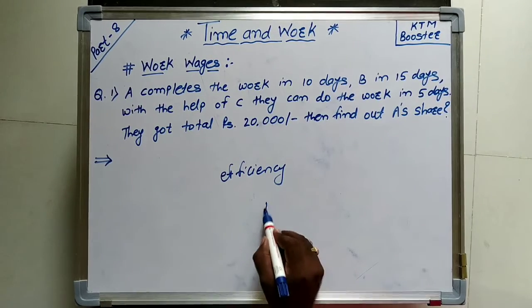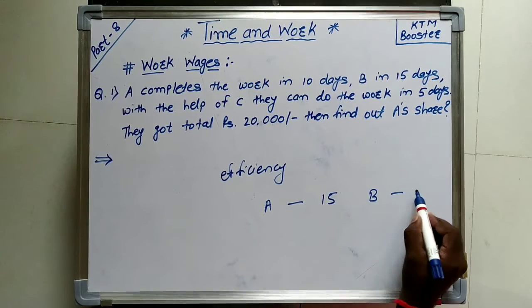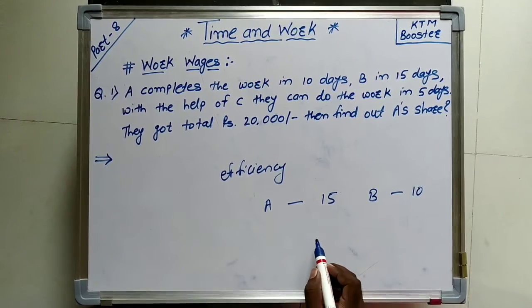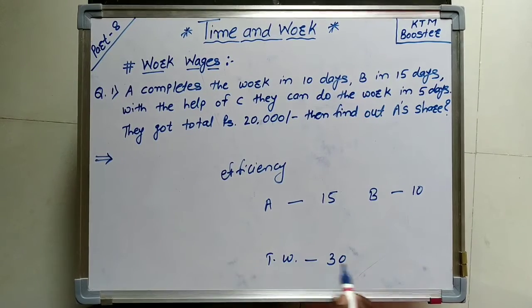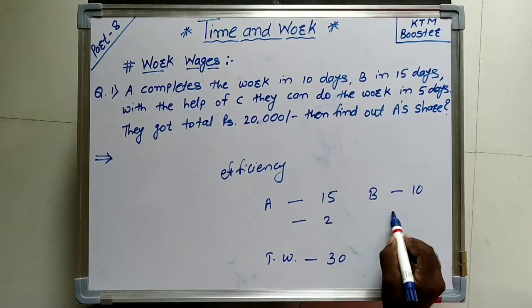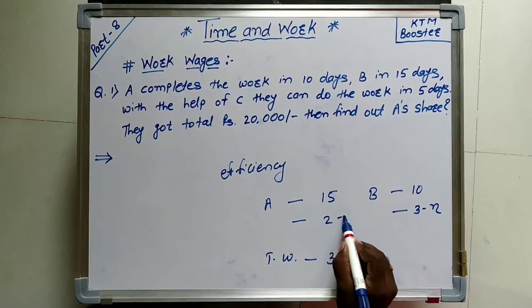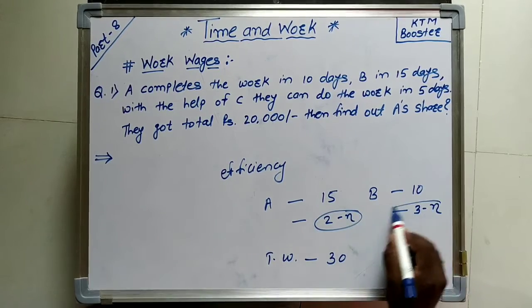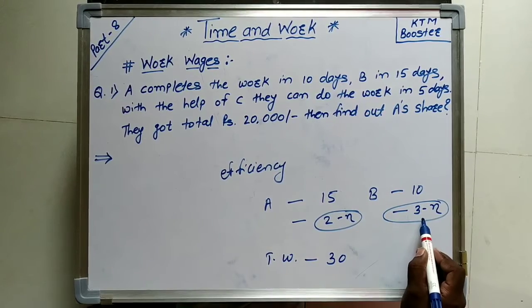Now suppose A completes the work in 15 days and B completes the work in 10 days. If we consider the total work as 30, then the efficiency of A will be 2 and the efficiency of B will be 3. Here the efficiency of B is higher.